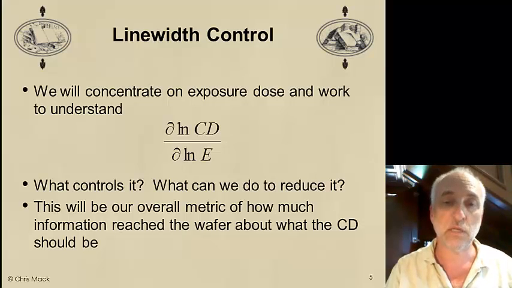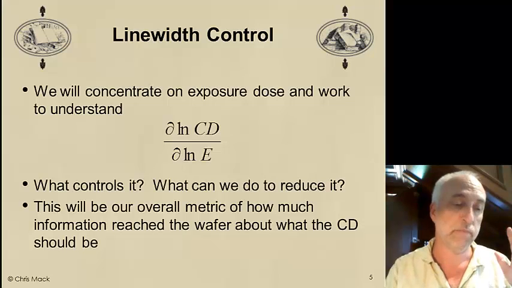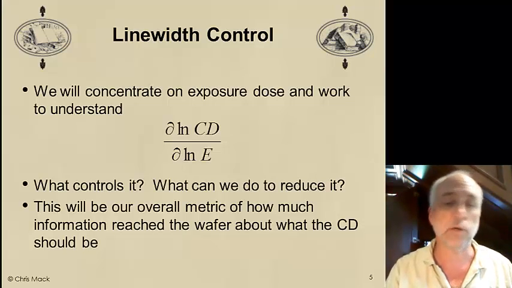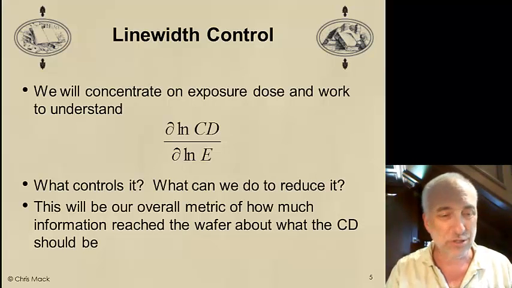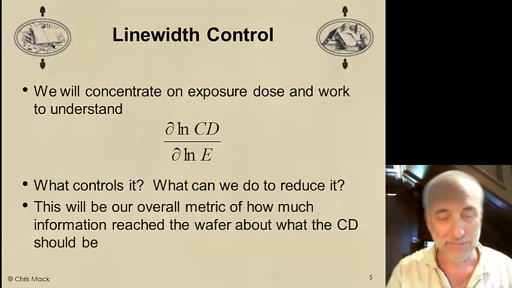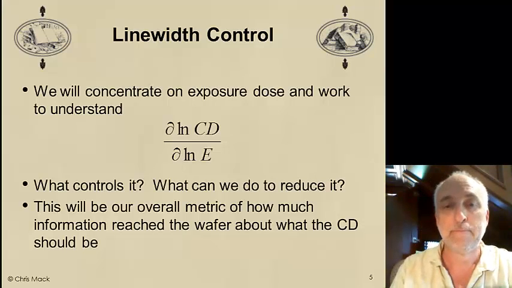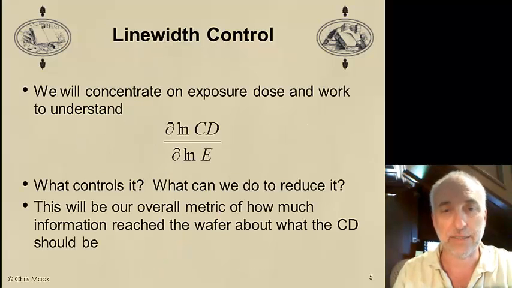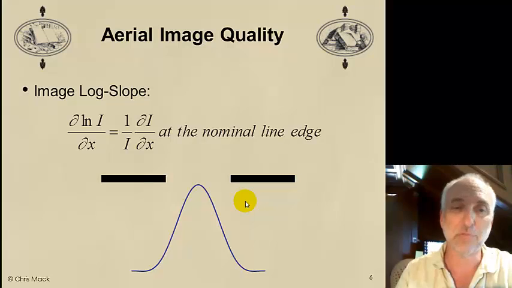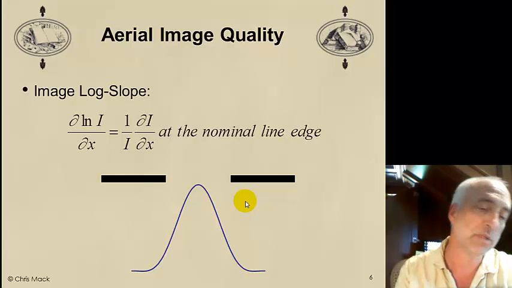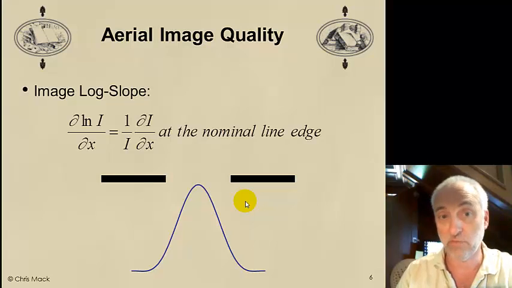If d log CD, d log E is 0, that means even big changes in exposure dose won't affect the CD. I have infinite information. I know exactly what CD it should be, and nothing can change my mind. So, how are we going to get this d log CD, d log E factor? Well, we're going to start with the aerial image. And we're going to ask ourselves, what is a metric of aerial image quality? And I'll give you the answer, knowing that I'll be able to relate this metric of image quality to that exposure latitude term that we were looking for.